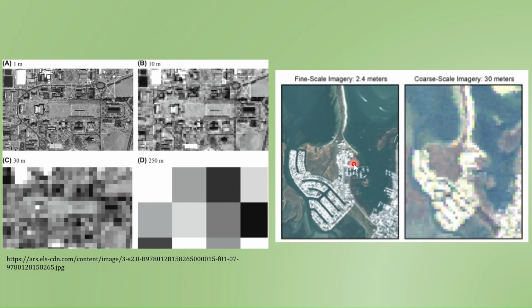Likewise, we have here satellite imagery. This is the fine scale imagery of 2.4 meter and this is of 30 meter. If we compare these two images, we can see that we can obtain more information from this particular image in comparison to the one which has the larger pixel size.